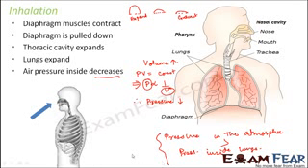Therefore, a pressure gradient is created. So now air will move from a region of higher pressure towards a region of lower pressure. So air will move from the atmosphere towards the lungs, and that is how inhalation happens.